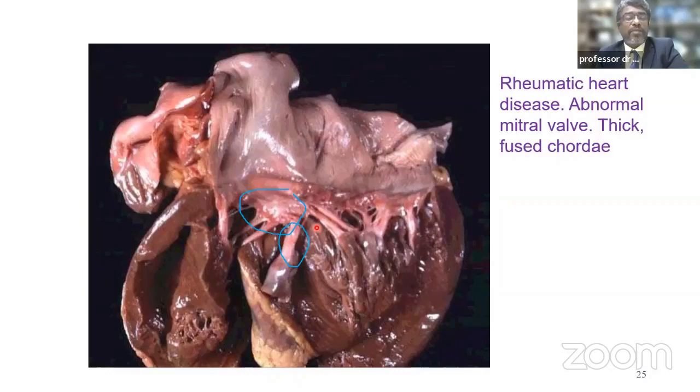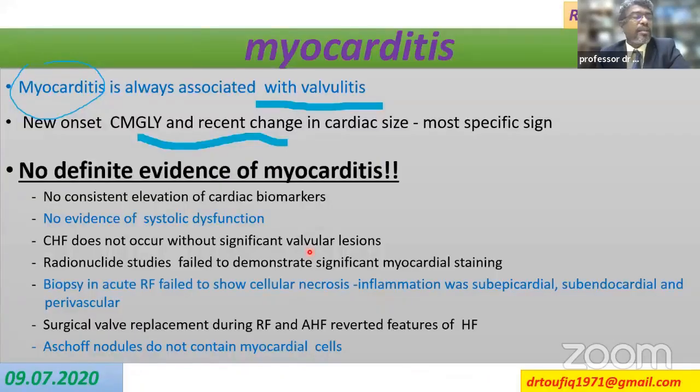There is a thickened mitral valve, and these are fused thickened chordae tendineae. And this is the myocarditis, and myocarditis is always associated with valvulitis. New onset cardiomegaly and recent change in the cardiac size may indicate the most specific sign, and that indicates the patient may have myocarditis.